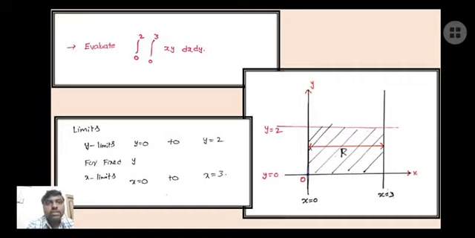I go through the first problem based on double integration. So go through the problem. Evaluate integral 0 to 2, integral 0 to 3, xy dx dy, where xy is the integrand and the limits are 0 to 2 and 0 to 3. When you observe here, the limits are constant limits.